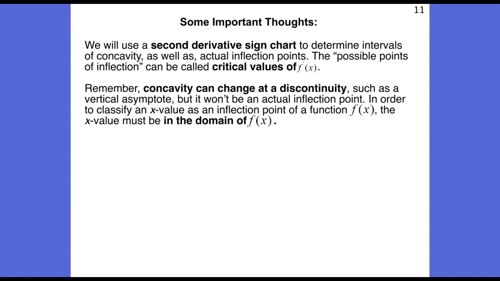So here are some important ideas. First, we will use a second derivative sign chart, much like we did with the first derivative test, to determine intervals of concavity as well as actual inflection points. The possible points of inflection can be called critical values of f prime of x. Remember also that concavity can change at a discontinuity, such as a vertical asymptote, but it won't be an actual inflection point. In order to classify an x value as an inflection point of a function f of x, the x value has to be in the domain of f.